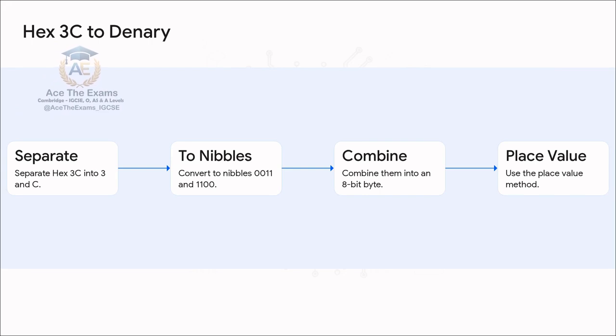For step 2, you convert those digits back into their binary nibbles. The 3 becomes 0011, and the C becomes 1100. Step 3, squeeze them back together into a single 8-bit binary byte. And finally, step 4, we deploy the place value method to find our final number.